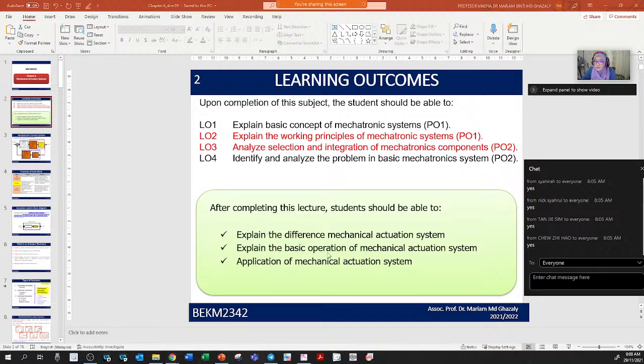So therefore, after completion of this chapter 6, you are able to explain the difference of types of mechanism in any system. And bear in mind that in your final exam later on, mechanism is one of the topics that is being asked. So students need to know what type of mechanism needs to be used for different situations. So please take note. And second one is that explain the basic operation of that mechanism, and application of mechanism. Where do you actually apply this mechanism?